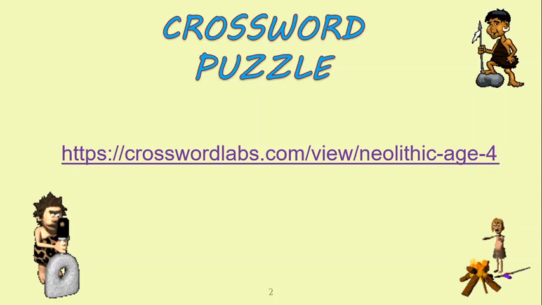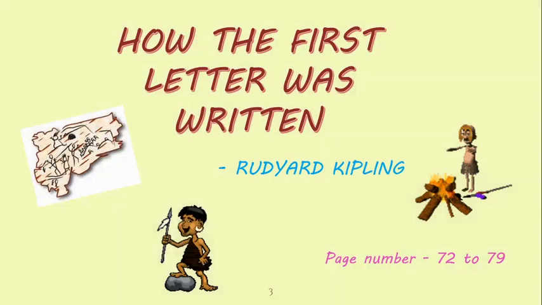So students, you know some things about Neolithic age. Let us now see how they communicated. And so today we shall study the vocabulary and highlights of the lesson, how the first letter was written. The lesson is an adaptation of a children's story written by Rudyard Kipling. The lesson is on page 72 to 79 in your textbook.